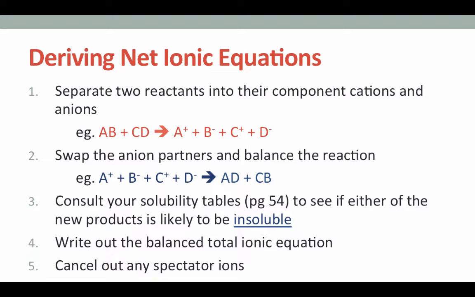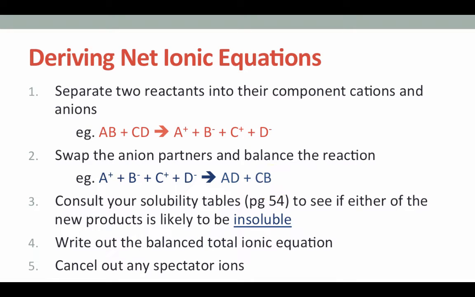Because each of these ions is independently floating around in solution, there's equal likelihood that the A cation will encounter its original B anion, and that it will encounter the D anion. So to see if we will form an insoluble product, we look at our original reactants and swap the anion partners. So now, as products, we look at A combining with D and B combining with C to give us the products AD and CB.